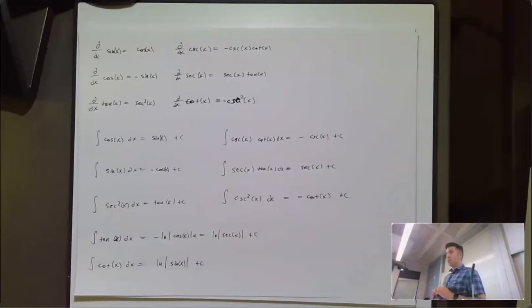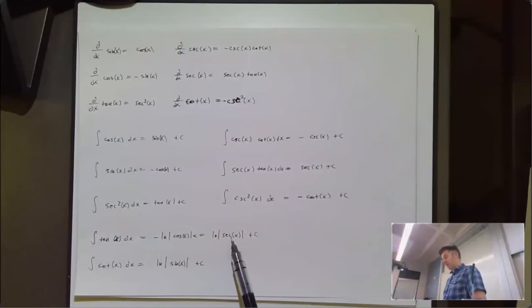I will point out, you can check this. What's the derivative of the natural log of sine? Oh, the derivative of the natural log of some stuff is 1 over the stuff times the derivative of the stuff. Oh, 1 over sine times cosine is cotangent. So the derivative of this really is that.